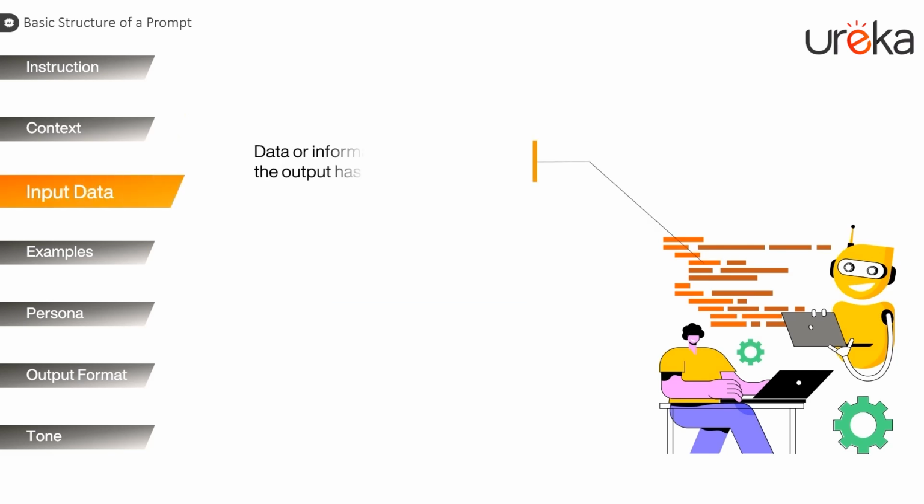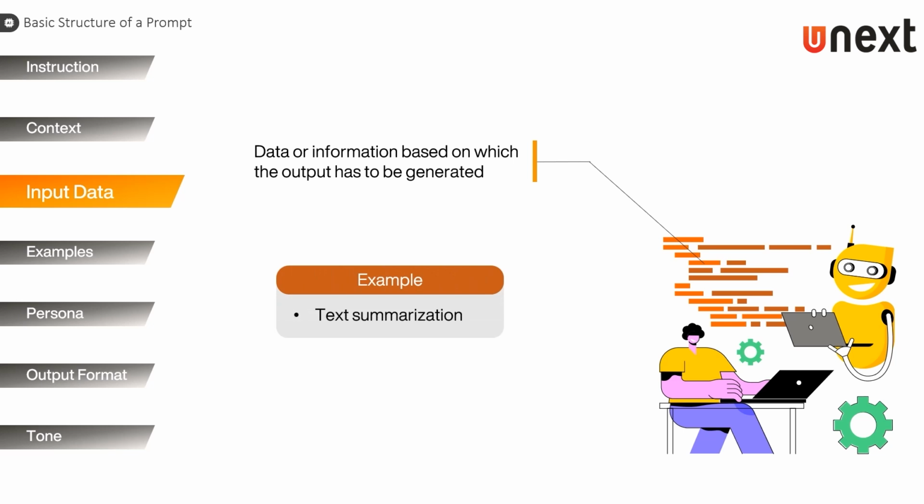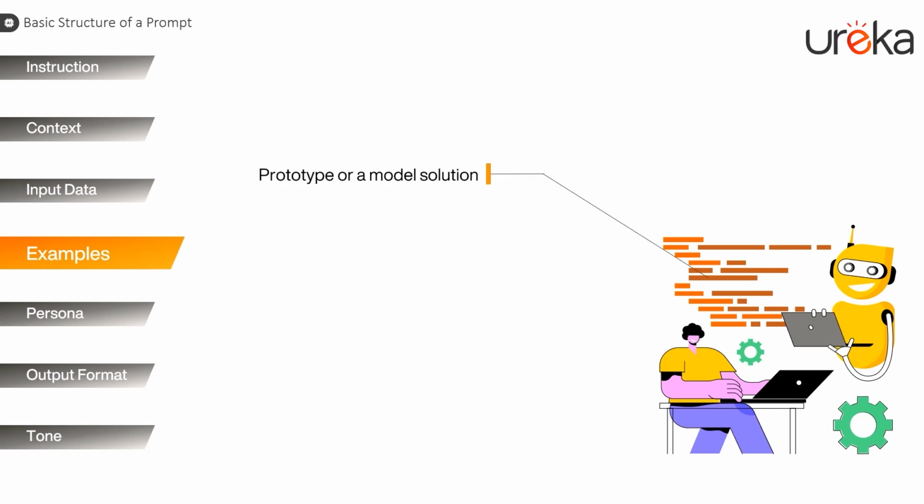Input data is the information that has to be given in the prompt based on which the output has to be generated. For example, if you have the task of reading a 2-page document in 1 minute, you can take help of LLM to summarize the text. The original text will be the input data. Examples. They refer to the prototype or a model solution. This will greatly enhance output accuracy.